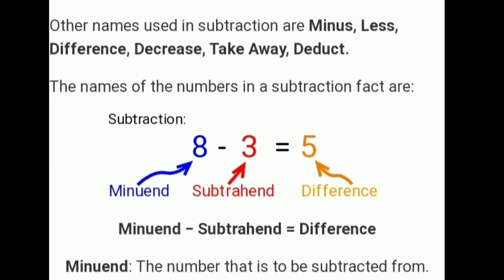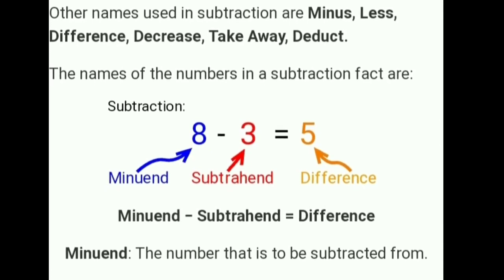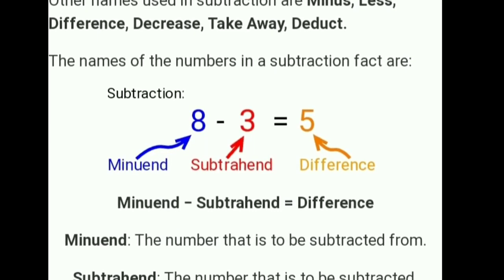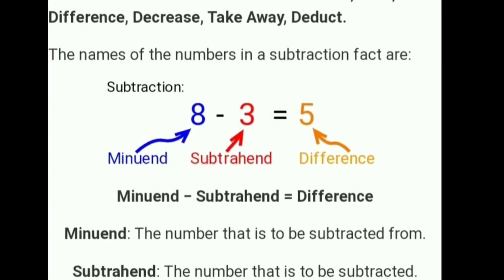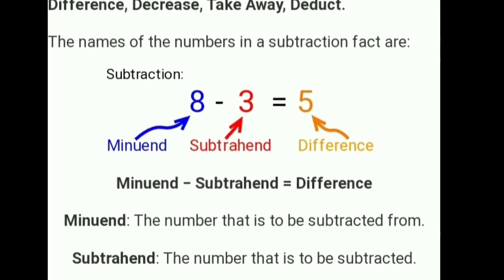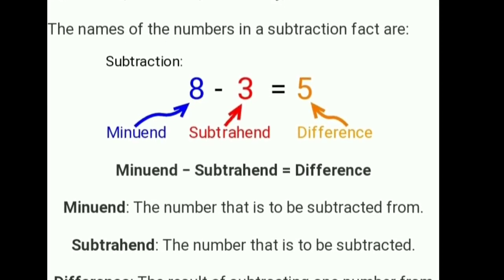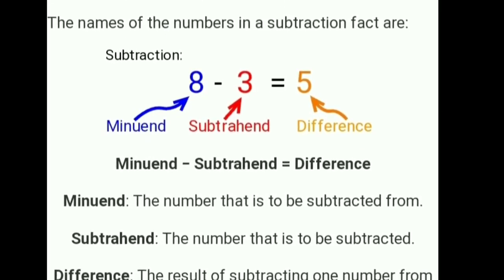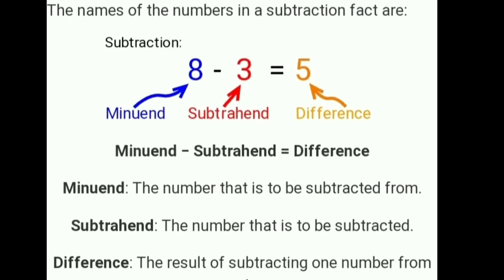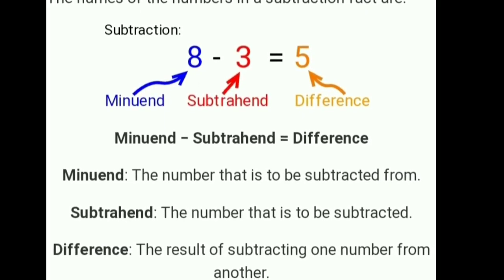Now let's talk about the parts of a subtraction equation. Like addition, subtraction also has different parts that are known as minuend, subtrahend and difference. What is minuend? The number that is to be subtracted from is known as minuend. The number that is to be subtracted is known as subtrahend, and the difference is the result of subtracting one number from another. For example, the equation here I have written is 8 minus 3 is equal to 5. So 8 is the minuend, 3 is the subtrahend and 5 is the difference.